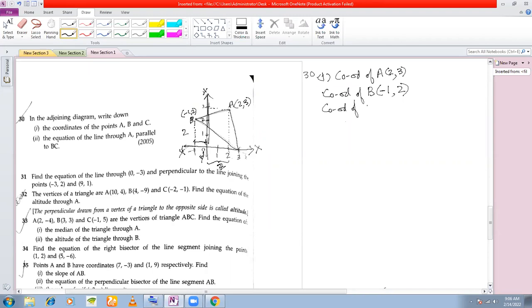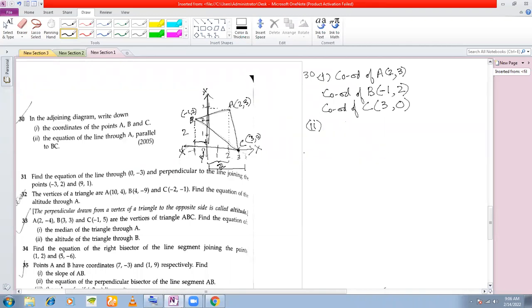Next, coordinates of C. Okay, so this point is your C, right? So how do you find out the coordinates of C? C is a point on the x-axis. That means the y coordinate will be 0. Also, it is at a distance of 3 units from the origin in the positive direction of x. So therefore, it will be 3, 0. Okay, so the coordinate of C is 3, 0. Right? So we have got the answer to the first part of the question.